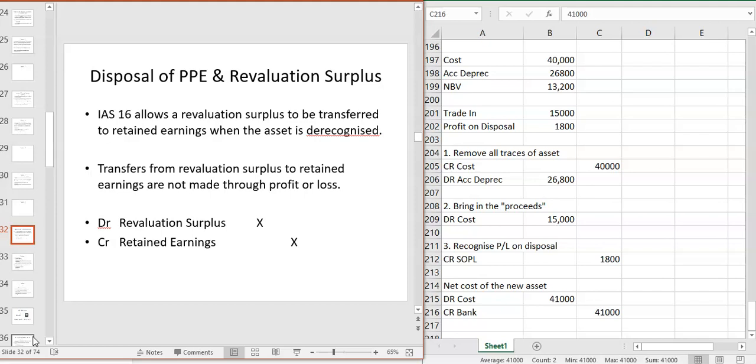Right. The other thing to watch for when you're dealing with property, plant and equipment is it allows the revaluation surplus to be transferred when the asset is sold. So if you sell an asset that had previously been revalued, you can actually get rid of the whole reval surplus. So as a separate working, you'll reduce the reval surplus and you'll then credit retained earnings.